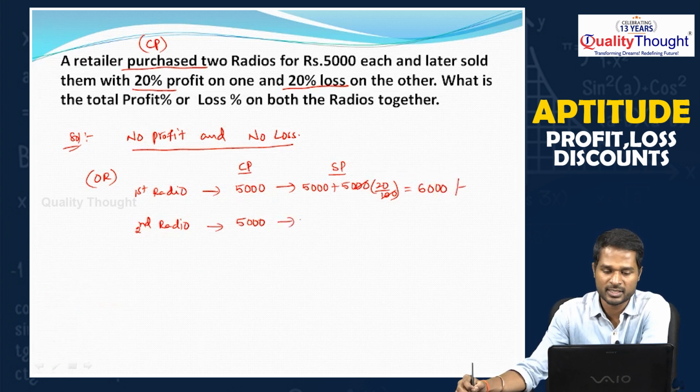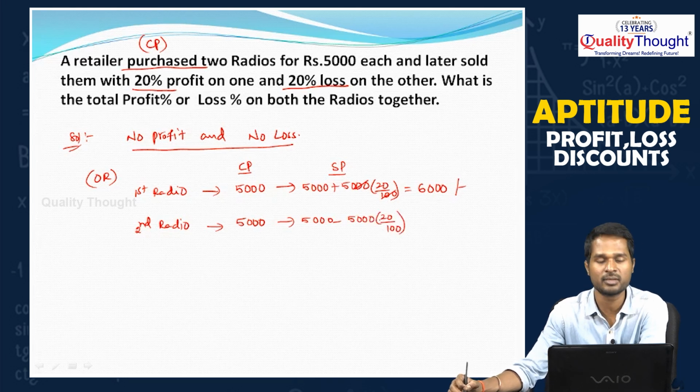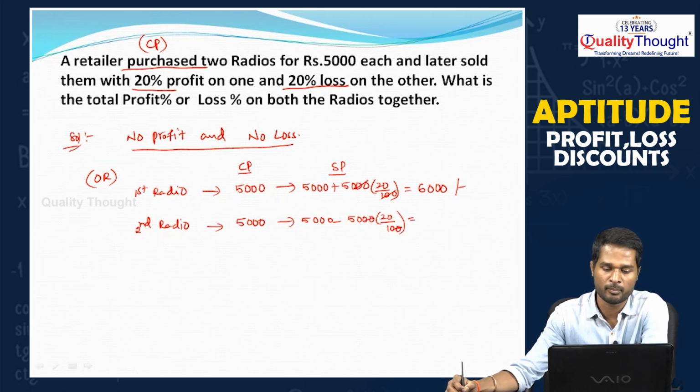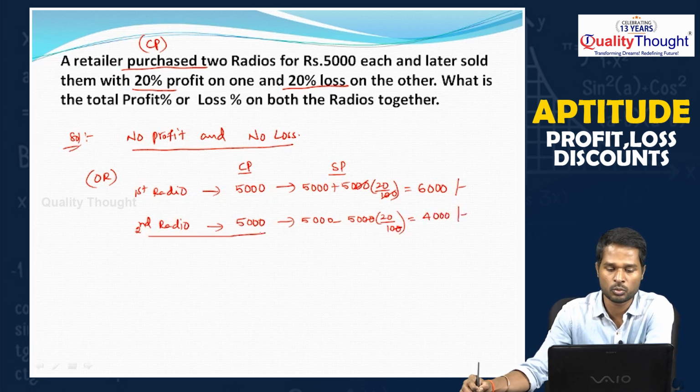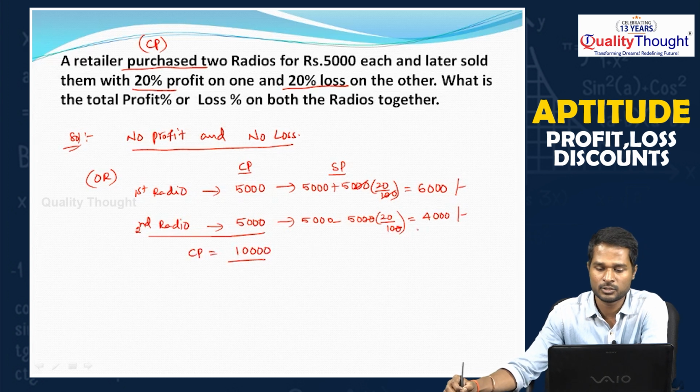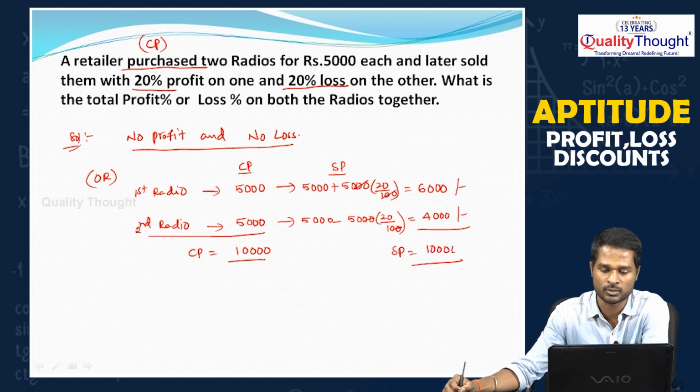And see what happened on the second radio. The second radio he purchased for 5,000, but he received a loss of 20 percentage. As this is a loss, I will take the minus symbol. Remember, whenever you are dealing with profit and loss, the minus symbol always denotes the loss. Zeros will cancel, so 5,000 minus 1,000, that is 4,000 rupees. So, together the total cost price of both the materials is 5,000 plus 5,000, 10,000, and the total selling price 6,000 plus 4,000 is 10,000.